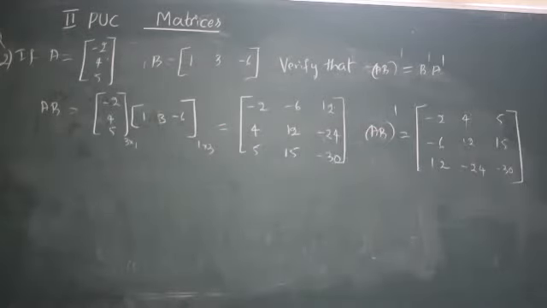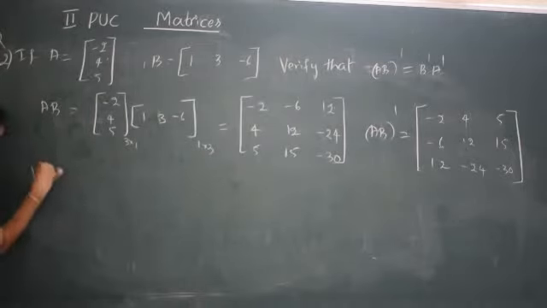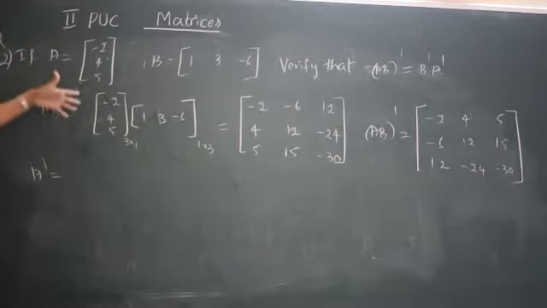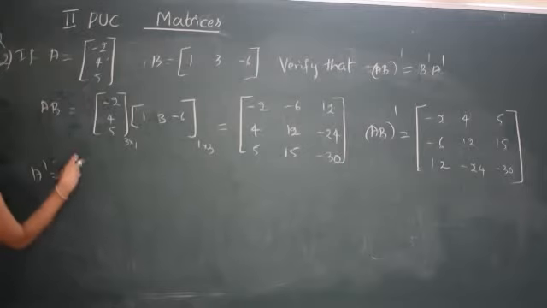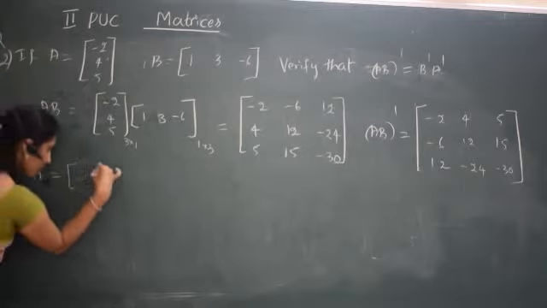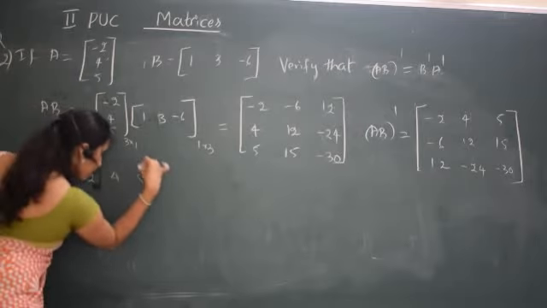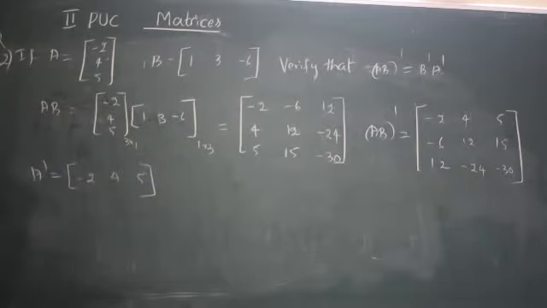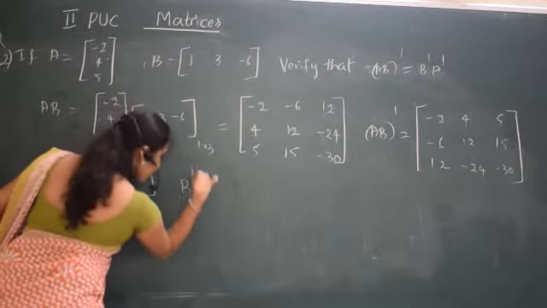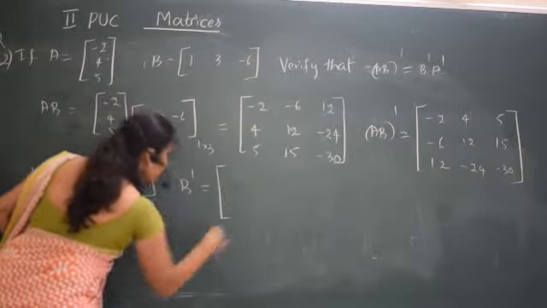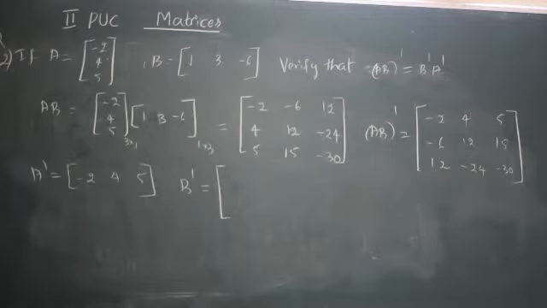Next we have to calculate A transpose and B transpose. A transpose becomes, now it is one column, so when we interchange, this will be minus 2, 4, 5, and B transpose is 1, 3, minus 6.